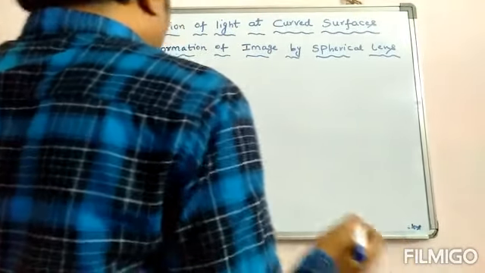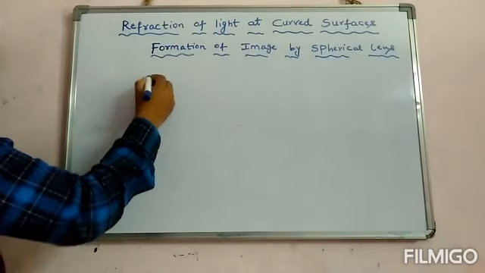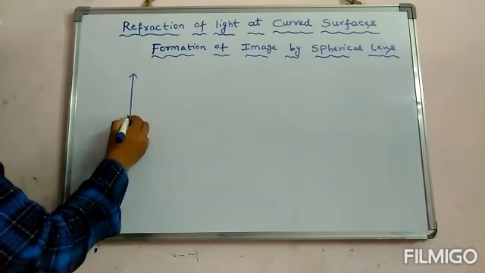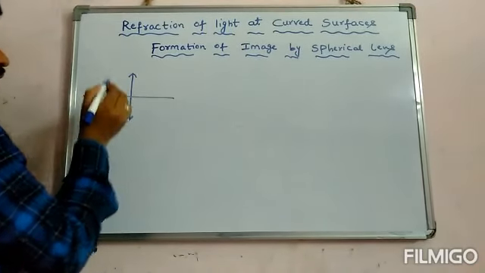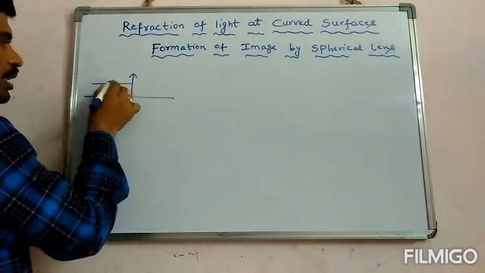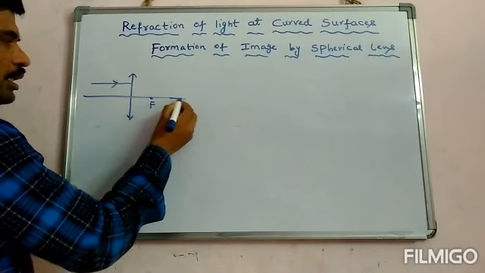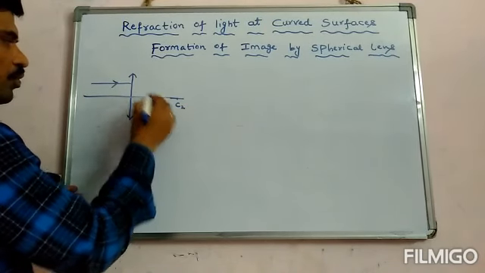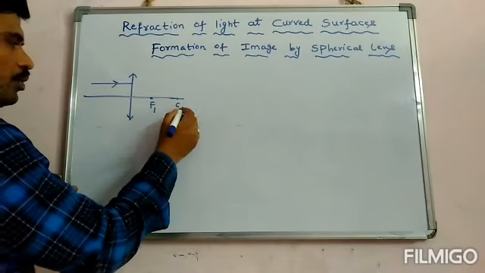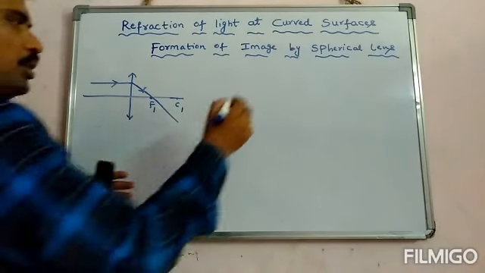Now let us draw the rules for convex lens. What are the rules for convex lens? Now this is the convex lens. If any ray is incident on the convex lens parallel to principal axis, then it passes through focus. This is the first rule we have to remember.